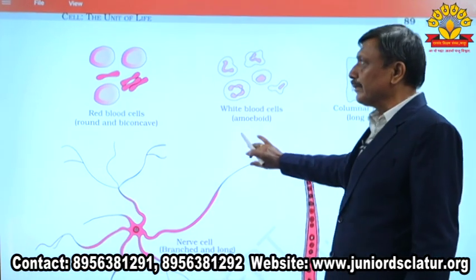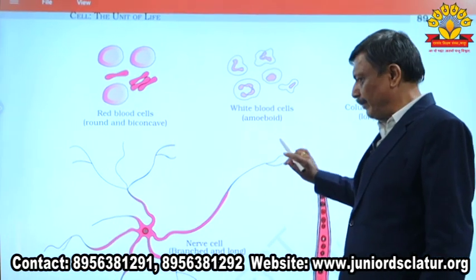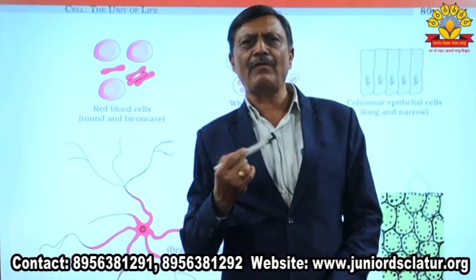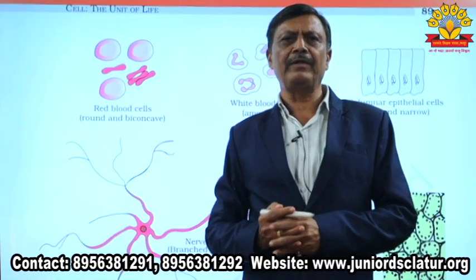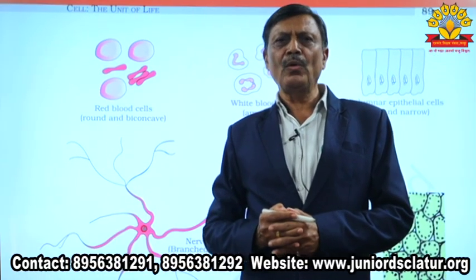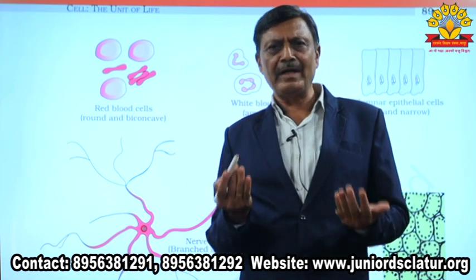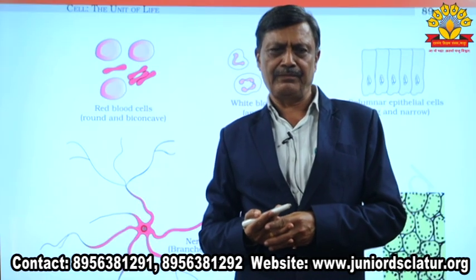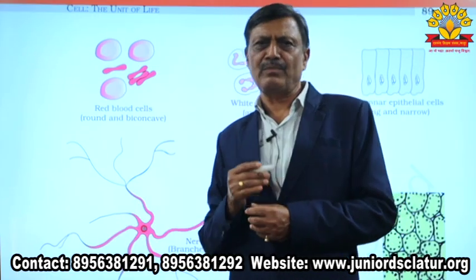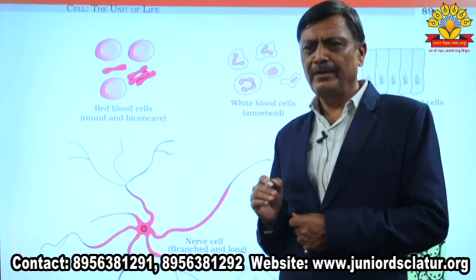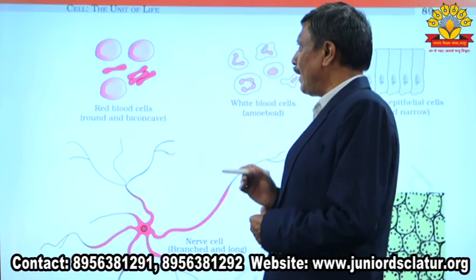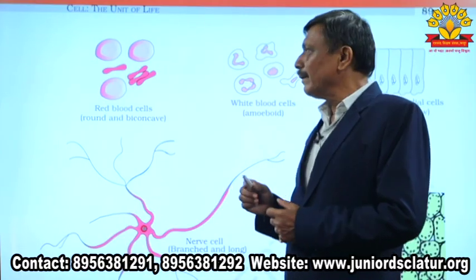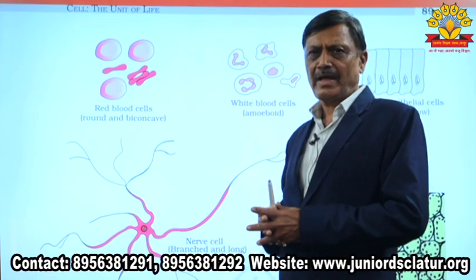You know, cell is the unit of life. Why is it called the unit of life? Because it forms the body of every living organism. No less than a cell has independent life. Therefore, cell is called the unit of life. Every living organism's body is made up of cells. So, today you are going to learn about the types of cells and the structure and function of the cell.